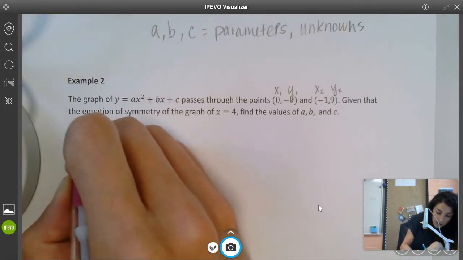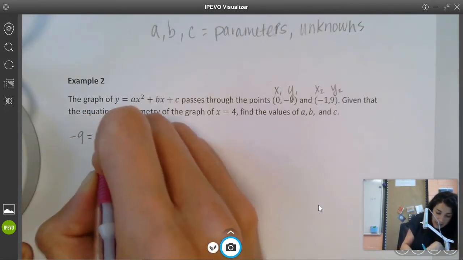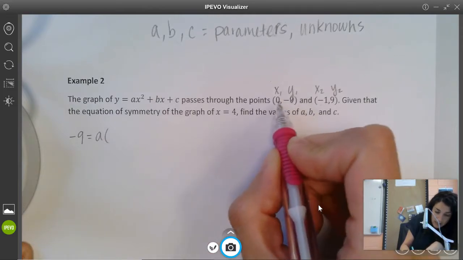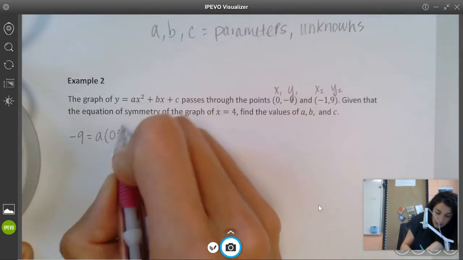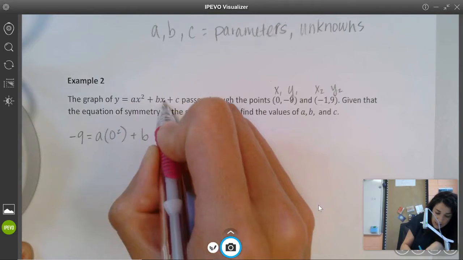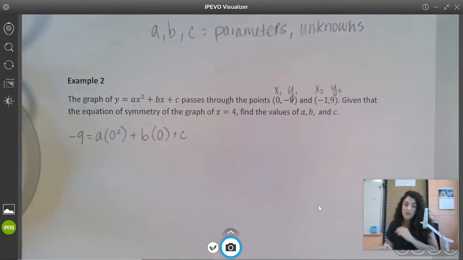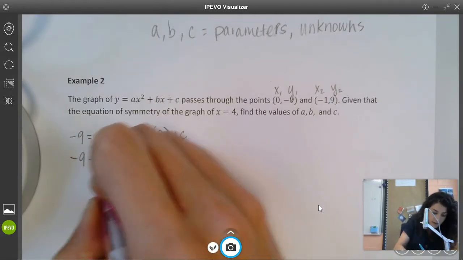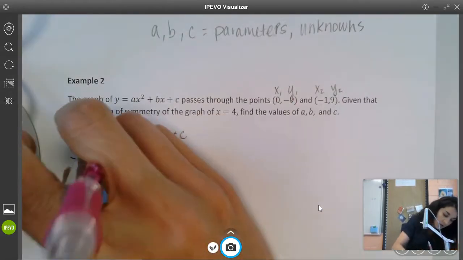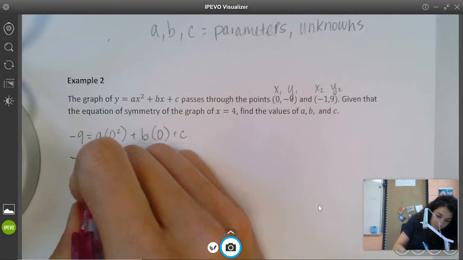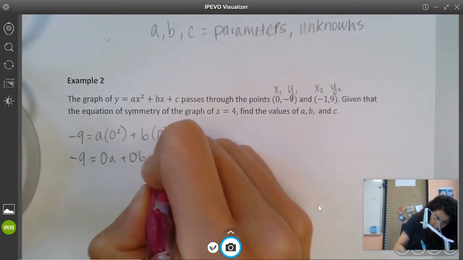So you get started and you're like, okay, well, -9 equals a times, well, my x value for -9 is 0, but it's 0 squared, plus b times, okay, it's 0, and then plus c. So now what I've done is I've just created an equation that has 3 unknowns, a, b, and c. 0a, 0b, and then c.